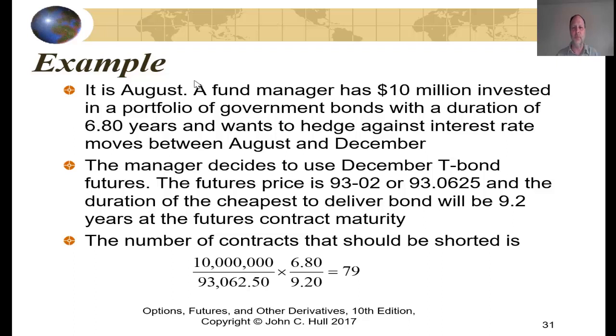The number of contracts that should be shorted is then the $10 million that's invested times the duration of that portfolio of 6.8 years. Each Treasury bond futures has a contract value of $100,000 of the face value, so 93.0625 of that would be $93,062.50, and the cheapest to deliver bond has a duration of 9.2 years, so the number of contracts that should be shorted is 79.